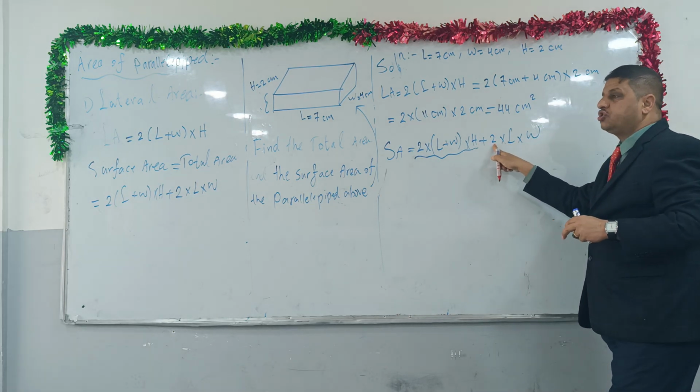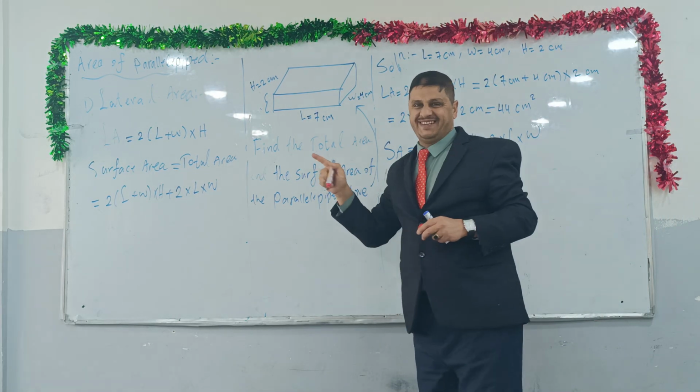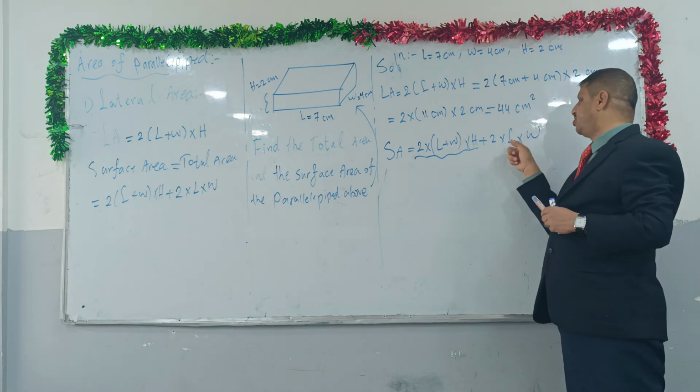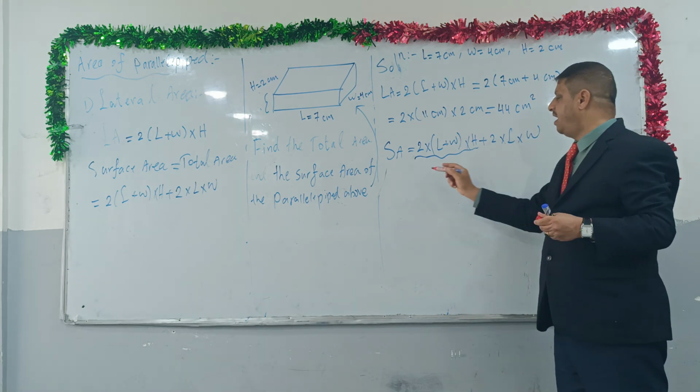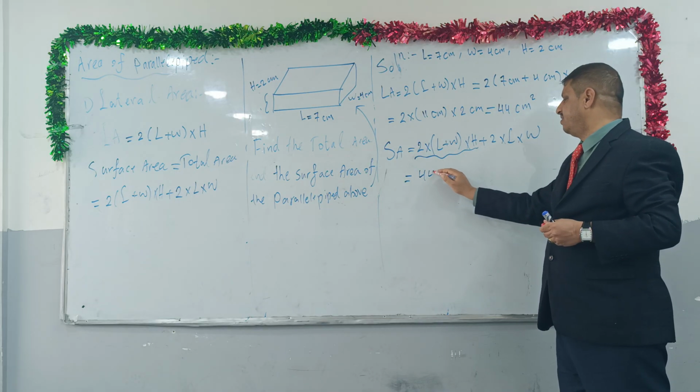Where did this 2 come from? It came from the two bases, the base up and the base down. So 2 times length times width. Now it equals this quantity, 44 centimeters squared.